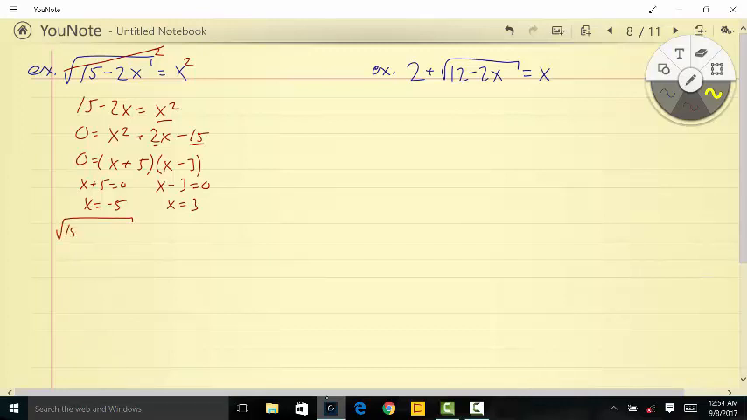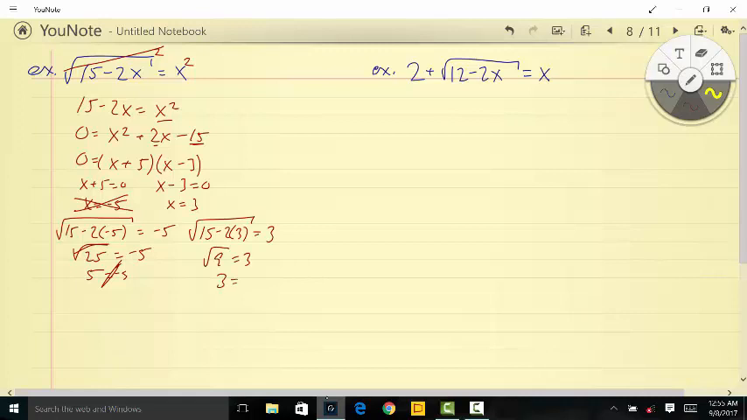Square root of 15 minus 2 times negative 5 is equal to negative 5. That gives us the square root of 25 is equal to negative 5. 5 equals negative 5. That's a false statement. Therefore, negative 5 is an extraneous solution. Square root of 15 minus 2 times 3 equals 3. That gives us the square root of 9 is 3, which means 3 is 3. That checks. So x equals 3 is indeed a solution to this equation.